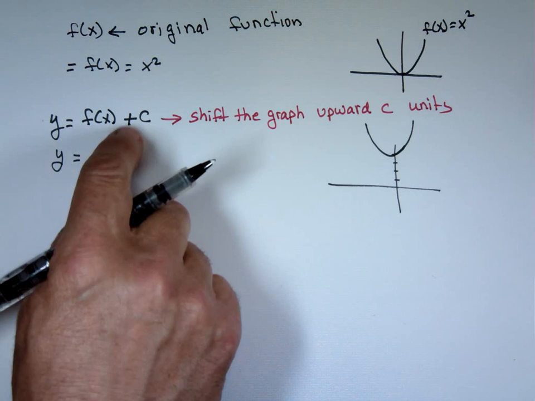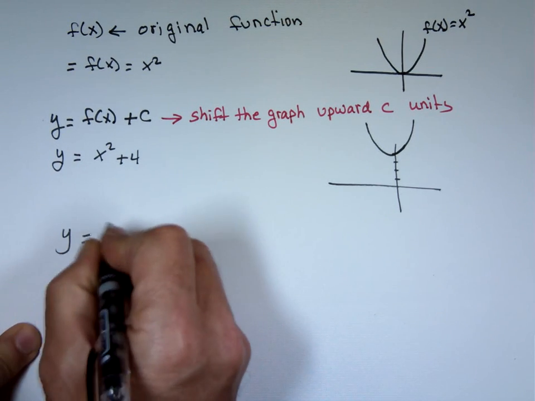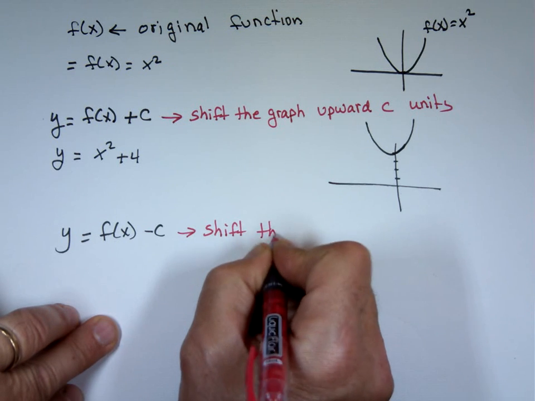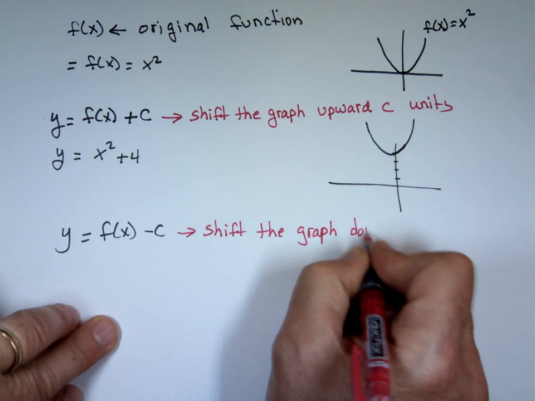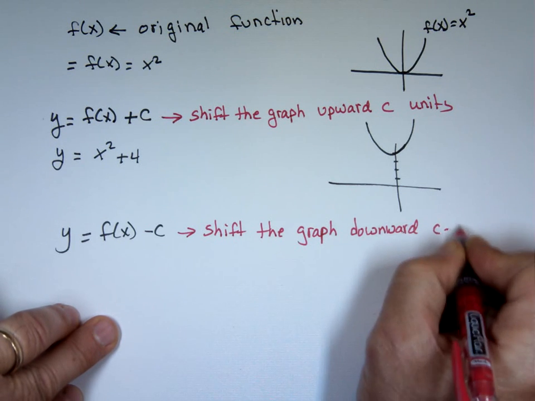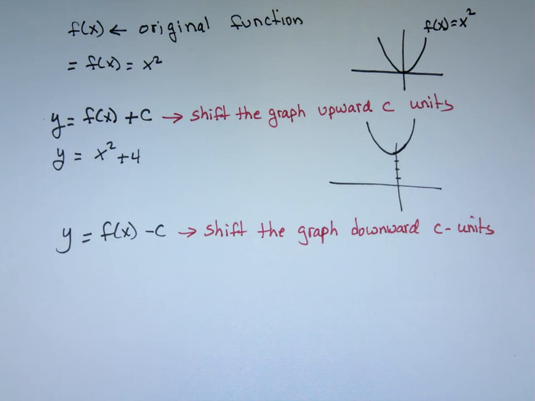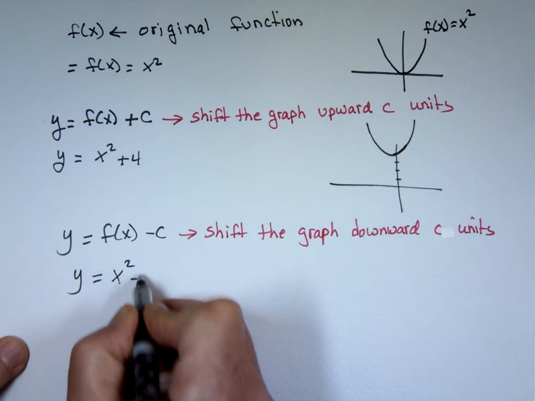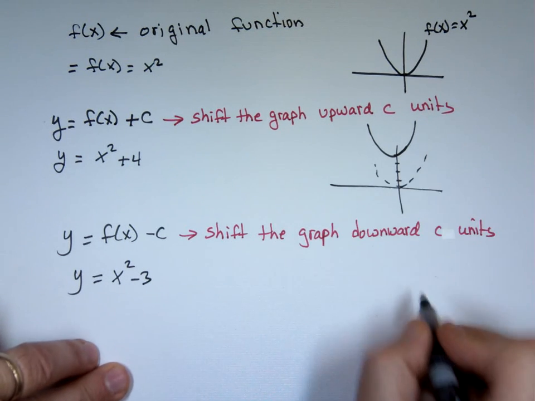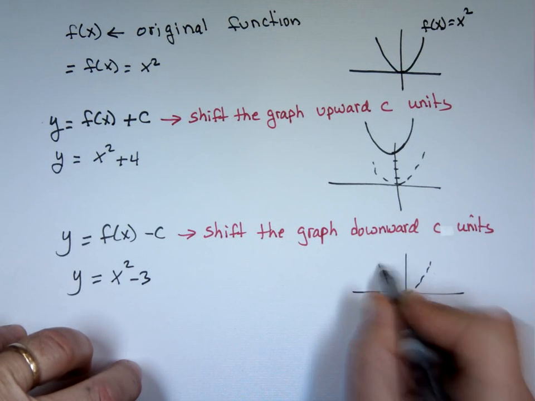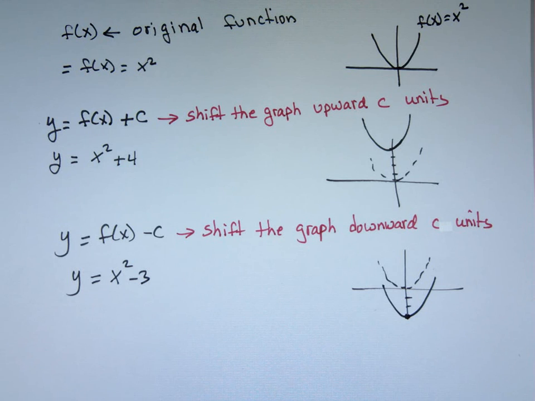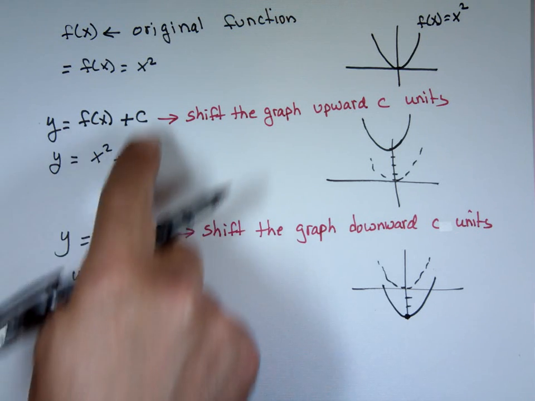What happens if this number is a negative? This is shift the graph downward, c units. So if I want to graph y equals x squared minus 3, I will take the original one. The original one was y equals x squared, right? This is the original one. And what I'm going to do with it is what? Shift it down how many units? 3 units. And that's what the graph will look like. So you take the original problem, move it down 3 units. Notice my plus and minus at the end of the function.